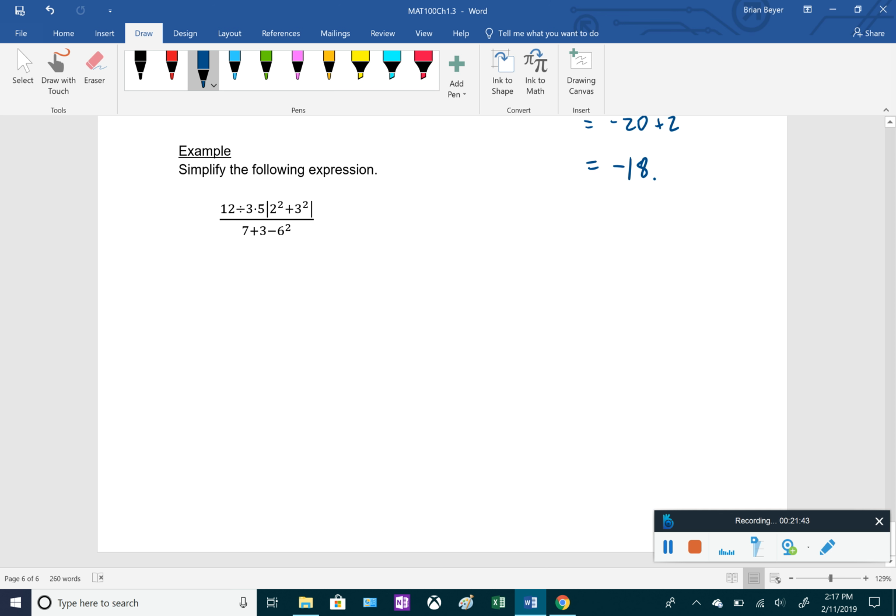Okay, and the last one here, a little messy, simplify. We have this huge fraction, so let's deal with the numerator and denominator separately. So looking at the numerator, we have an absolute value, so let's do that first. So 12 divided by 3 times 5. So inside of the absolute value, we have to do the exponents. 2 squared is 4. 3 squared is 9. And in the denominator, we have 6 squared, which is 36. So the numerator, we have to finish the absolute value portion, so it's going to be 4 plus 9 is 13.